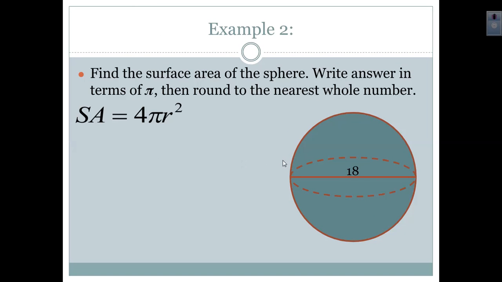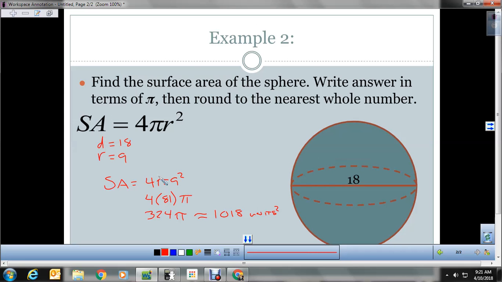All right, you guys try this one. Notice they've been given the diameter, so we first need to find the radius. So pause your video, work this out, and you're going to round to the nearest terms of pi and then to the nearest whole number again. All right, so in this case, they gave us a diameter of 18. Remember, when they put the number in the middle of the line, that refers to the distance of that whole line. So 18, half of that means our radius is 9.